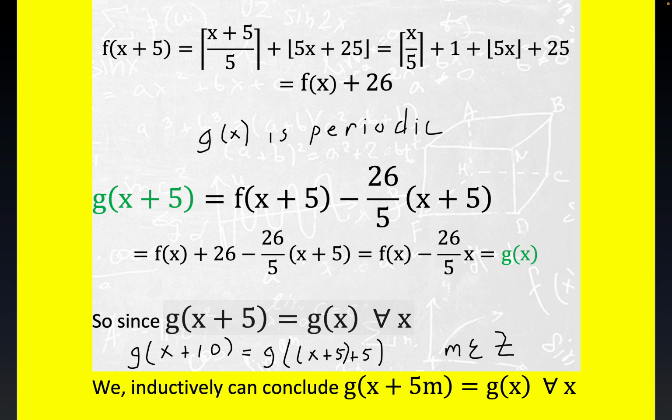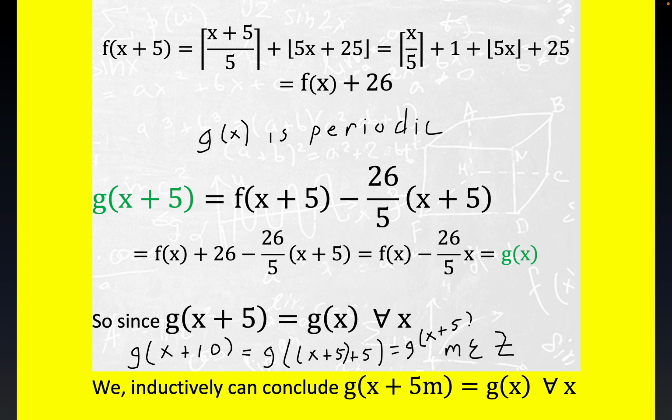Now, remember, this is for all x, so x plus 5 is just some other real value, right? Okay, but what is this equal to? This is equal to g of x plus 5, right? Based on this result right here. We just let x be replaced with x plus 5, okay? So this would be just g at x plus 5, but we already know from this work right here that that's equal to g of x, right?